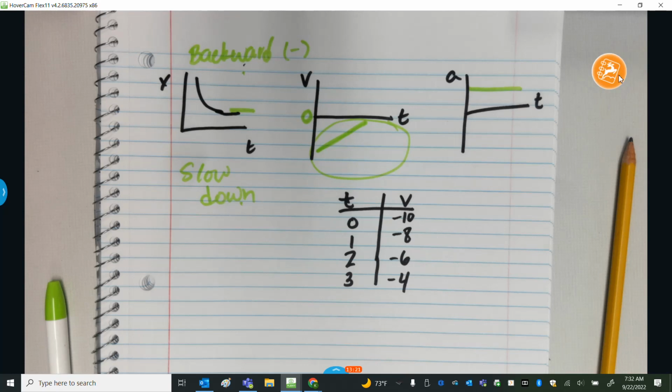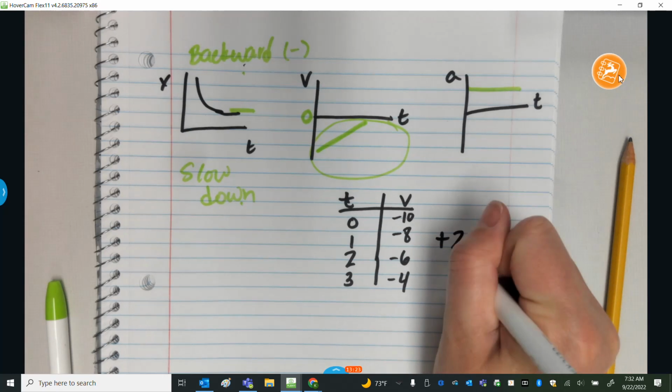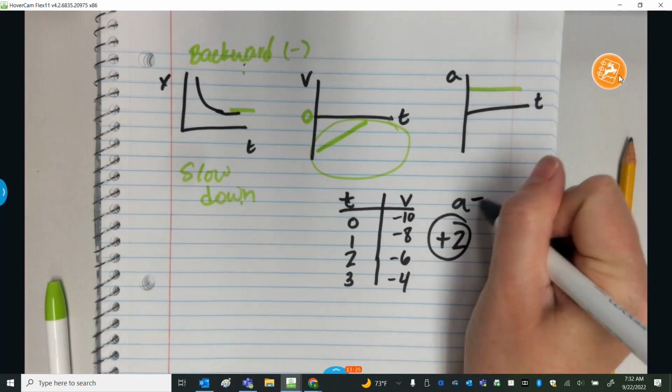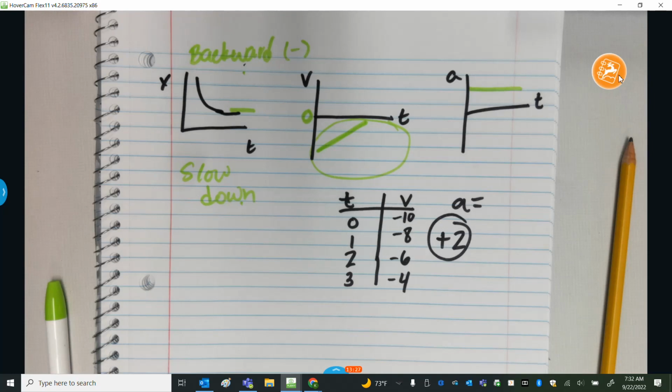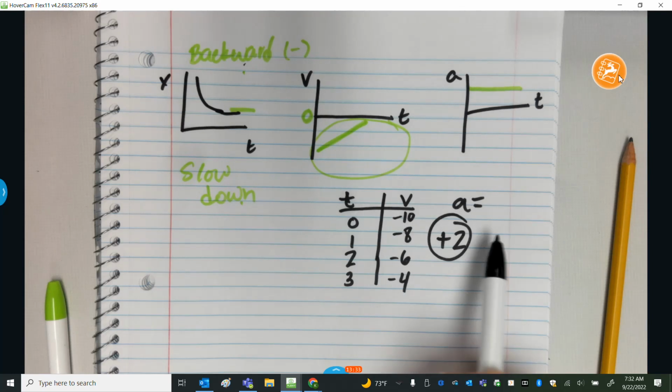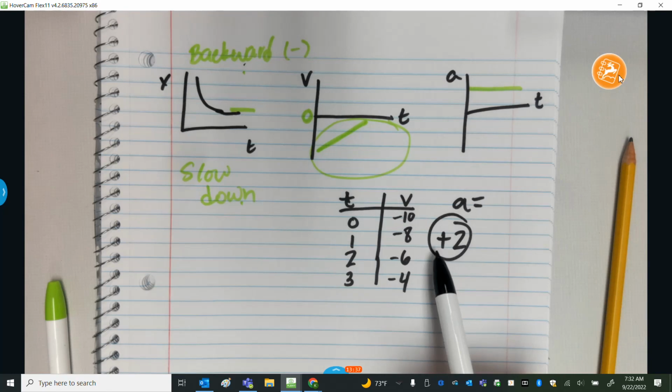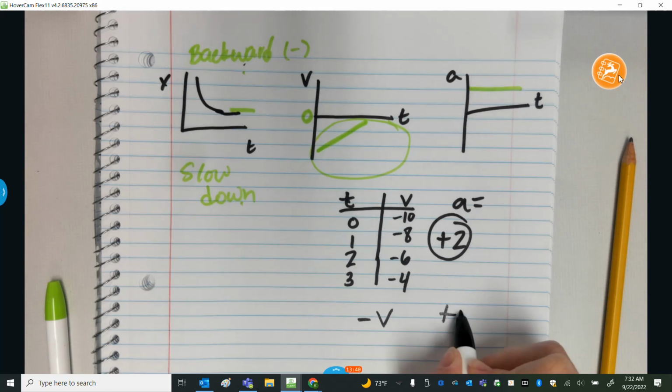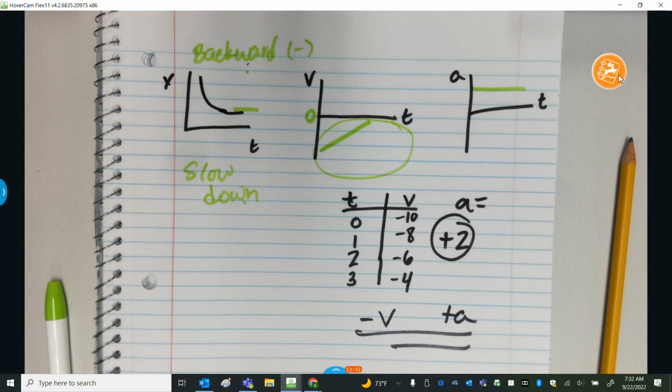+2. Okay, this change is +2. The acceleration is +2 meters per second every second. So even though this object is going backwards, these are all negative numbers, my velocity is negative, my acceleration is positive. Okay, and when these signs are opposite, when you have a negative velocity and a positive acceleration, that's when your object slows down. We talked about that as well.